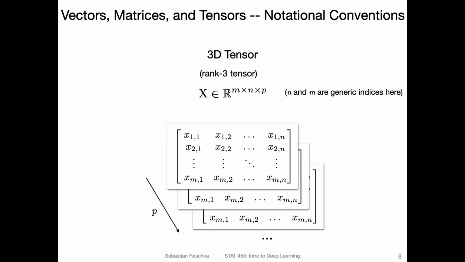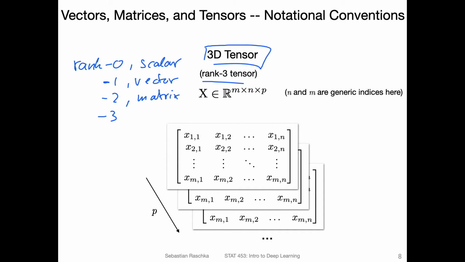On the previous slide we have seen rank 0 tensors and called them scalars, and for rank 1 tensors we had the word vector, and for rank 2 tensors we had the word matrix. Now for a rank 3 tensor, how should we call it? Unfortunately, there is no special word for that. So usually, if we refer to a rank 3 tensor, we use the word 3D tensor, or often even just tensor without the 3D in front of it.